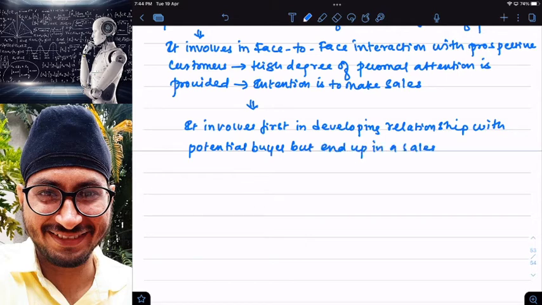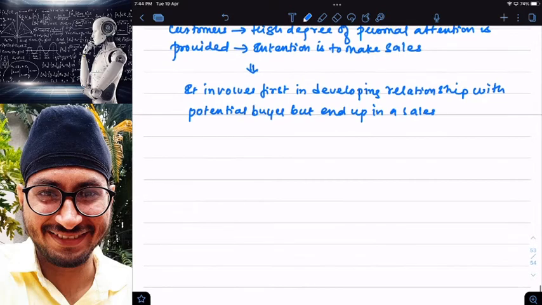Simple. First I will try to talk to you nicely. I'll try to understand your preferences, what you like, what you don't like. I will talk to you properly so that there is relationship building between the buyer and the seller, which will eventually result in a buyer buying what the buyer wants to buy.